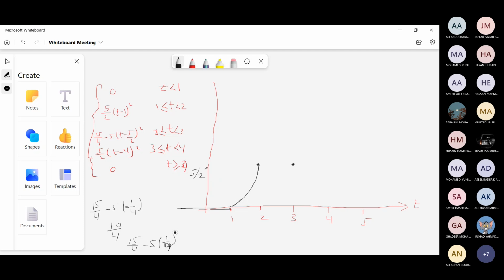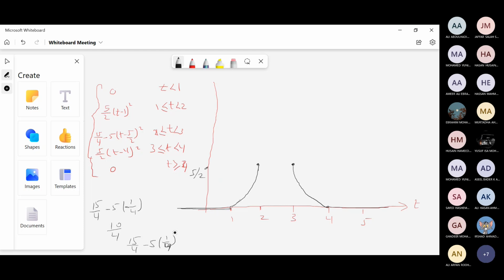Okay, let me see what will happen here in between. So for t greater than 3 but less than 4, at 3 this is equal to 1 squared, which is equal to 1, so 5 over 2, which is again this point. At 4 this is equal to 0, but between 3 and 4 we have a square, so it is a parabola. Again it is positive, so it's concave up. And after 4 it is equal to 0.